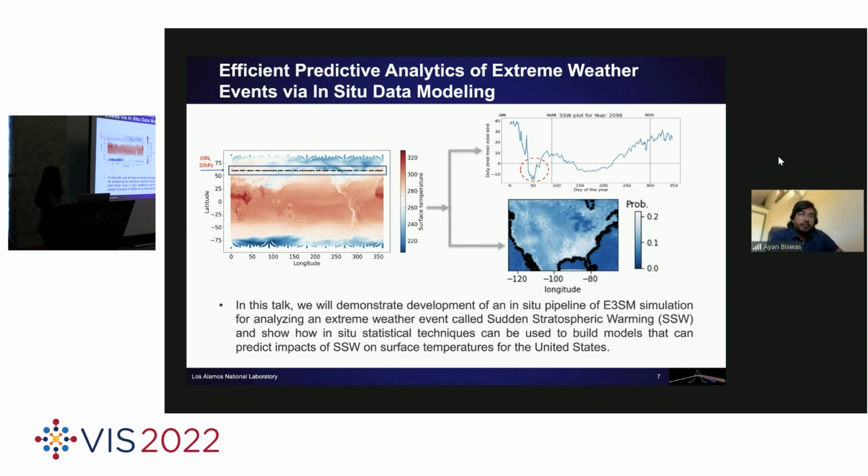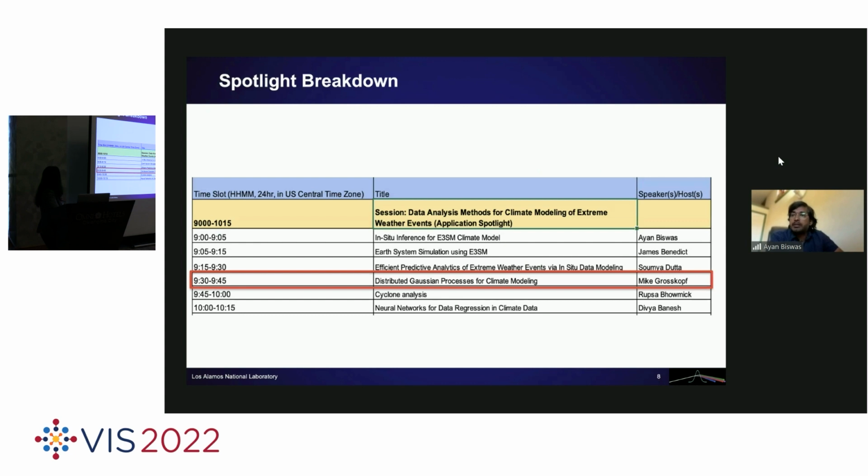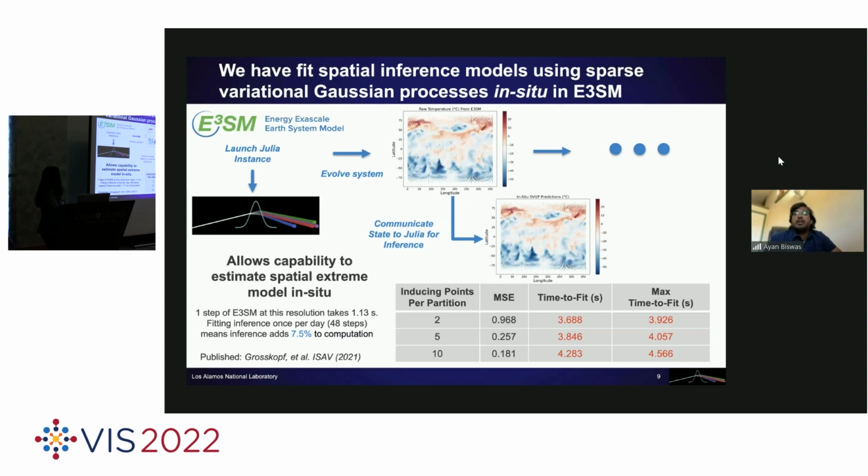and how this can be useful in practice. The next part of the talk is Mike Groskopf, a statistician at Los Alamos National Laboratory. He will talk about distributed Gaussian processes for climate modeling. He will talk about a few methods of how we try to fit Gaussian processes, which are generally thought to be very useful, but kind of slow. So how we tackle the problem of scalability and how we used Gaussian processes in situ for E3SM.